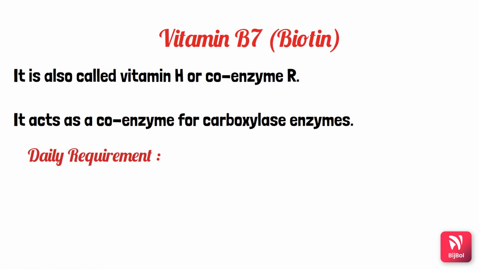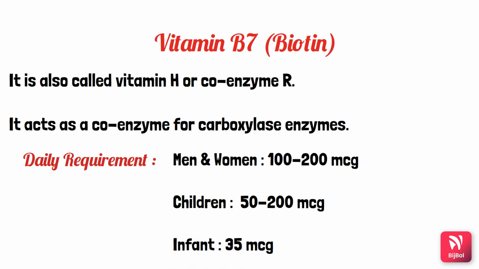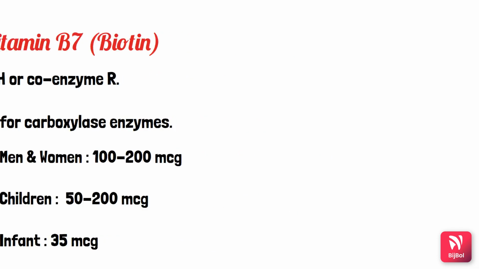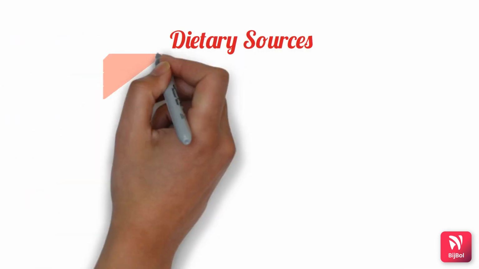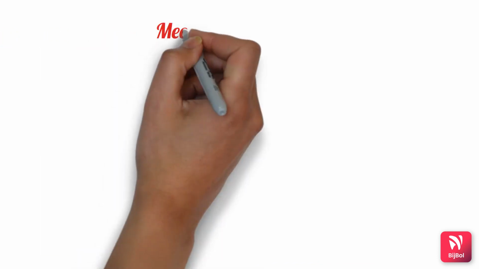Coming to the daily requirement of vitamin B7, for men and women it is 100 to 200 micrograms. For children it is 50 to 200 micrograms, whereas for infants it is 35 micrograms. Coming to the dietary sources of biotin, biotin-rich foods include egg yolk, oats, wheat germ, white mushrooms and spinach.